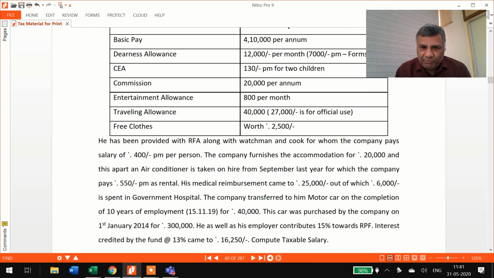So RFA has two types of furnishing. One is cost of furniture, and hire charges are also given. Medical reimbursement is given along with the government hospital. We all know government hospital is exempt. Motor car is not provided to him. He has been given a transferred motor car. There is no usage or perquisite value of car. There is only the perquisite value of transfer of car and the perquisite of employer's contribution.